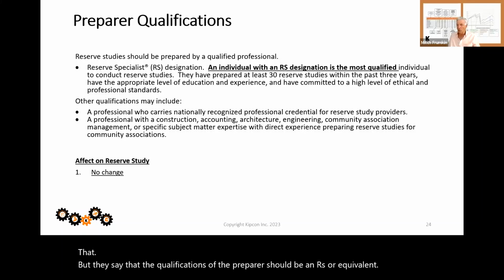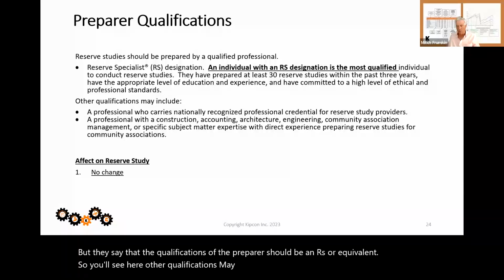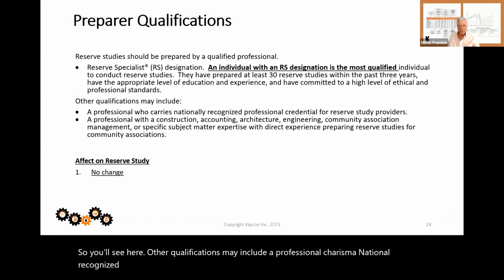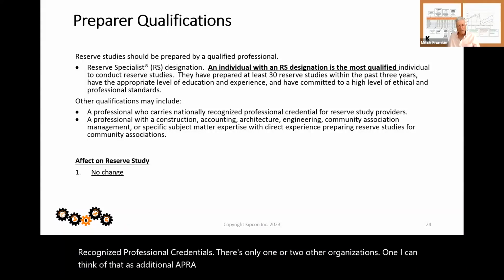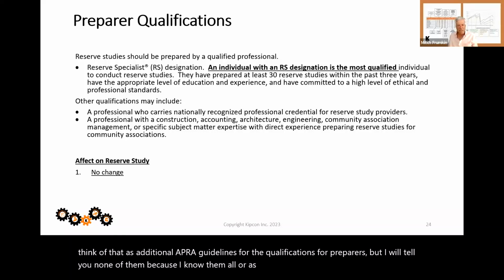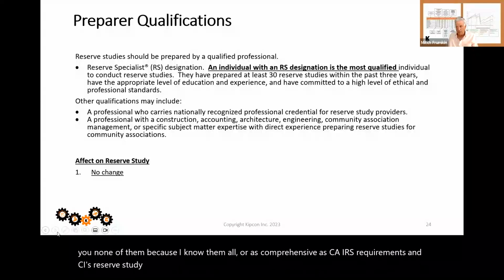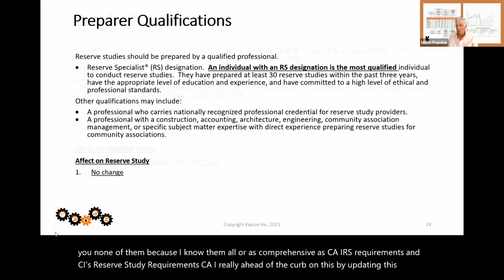So you see here, other qualifications may include a professional who carries nationally recognized professional credentials. There's only one or two other organizations, one I can think of, that has additional APRA guidelines for qualifications for preparers, but I will tell you none of them, because I know them all, are as comprehensive as CAI's RS requirements and CAI's reserve study requirements. CAI is really ahead of the curve on this by updating this, no question about it.